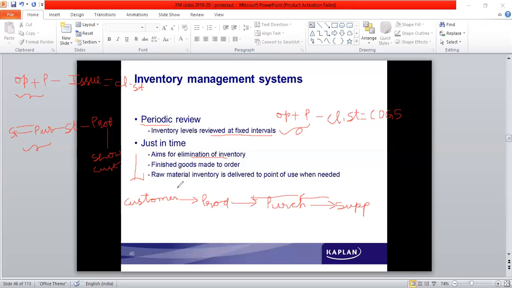Fine. Storage costs can be avoided. So here it says that it aims for elimination of inventory. Finished goods are made to order. So the production is taken up only when there is an order placed. Raw material inventory is delivered to the point of use when needed. So the supplier supplies raw material whenever they need it. On placing an order, the supplier supplies the material to the purchase department. I hope it is clear. JIT system.